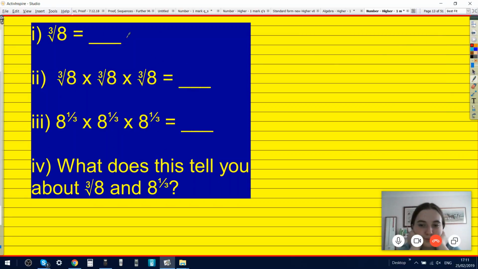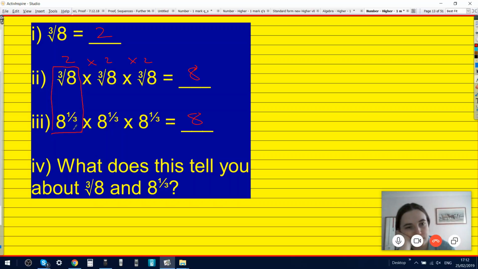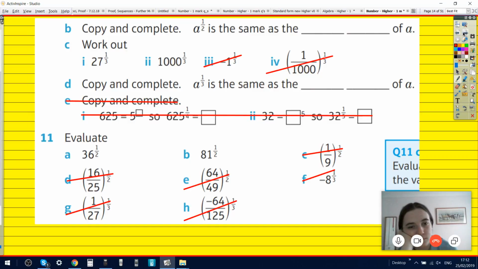This one. 2. No, that's 2. Oh, 8. This one. Index rules. 8. And so that shows you that to the power of a third is the cube root. So to the power of a half is square root, to the power of a third is cube root. Let's say C part 1.